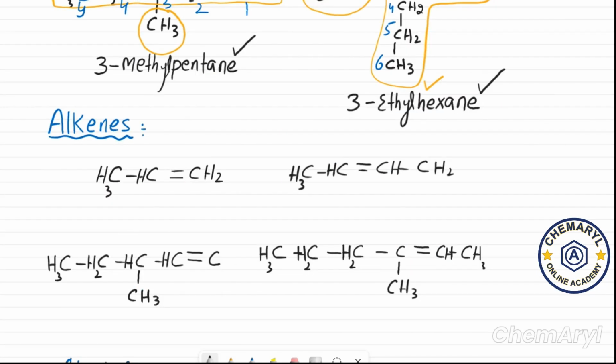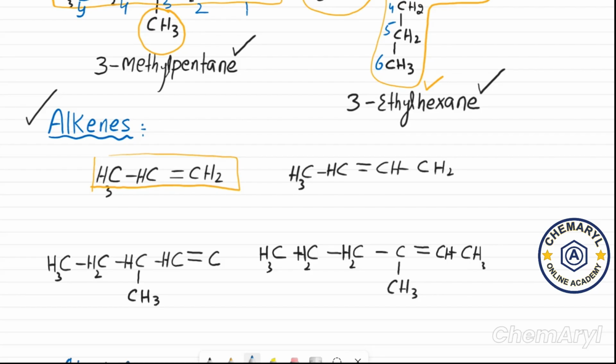Dear students, next is the naming of the alkene family. The same pattern as we used in the above case. Here, first of all, we have to select the longest continuous carbon chain containing the functional group. So here, the functional group is carbon double bond carbon. Second is to start numbering from that end which is near to the side chain or functional group.